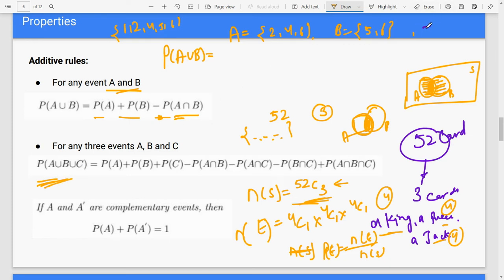So let's say we define three events, C being a number less than four, which is 1, 2, and 3. And we are trying to find out the probability of A union B union C. So this particular formula, probability of A plus B plus C, then this particular thing is minus, and then this particular thing is plus. So there is actually a very generalized formula for this. I don't think those formulas will come into your exam, because these are fairly calculative questions that you have in your examinations.